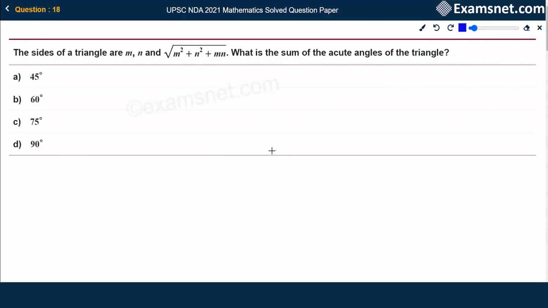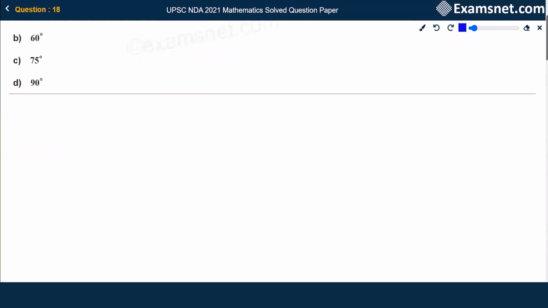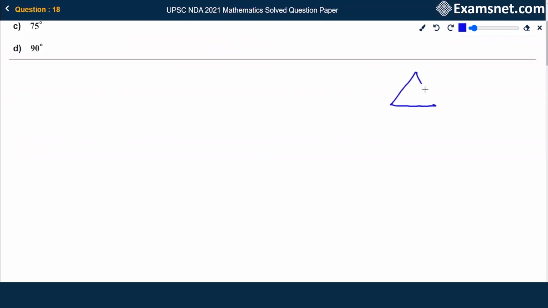Question number 18: the sides of a triangle are m, n, and root under m square plus n square plus mn. What is the sum of the acute angles of the triangle? First, let me explain something. Let's draw a triangle ABC. Let's say the lengths of the sides are a, b, and c, and theta is the angle between the sides a and b.